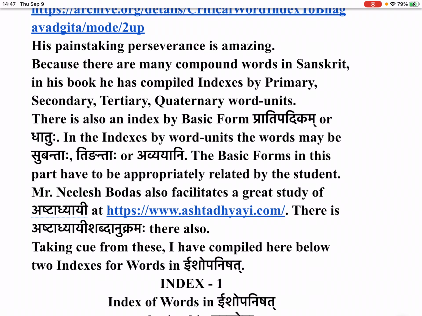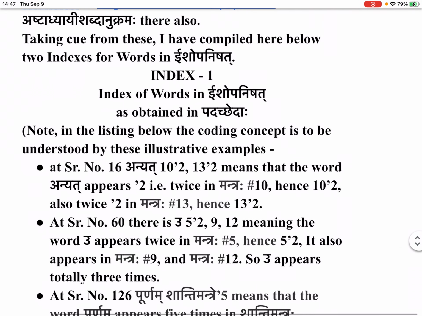Mr. Nilesh Bodas also facilitates a great study of Ashtadhyayi at www.ashtadhyayi.com. There is Ashtadhyayi Shabdanukramaha there also. Taking cue from these, I have compiled here below two indexes for words in Ishopanishad. Index 1: Index of words in Ishopanishad as obtained in Padacheda.